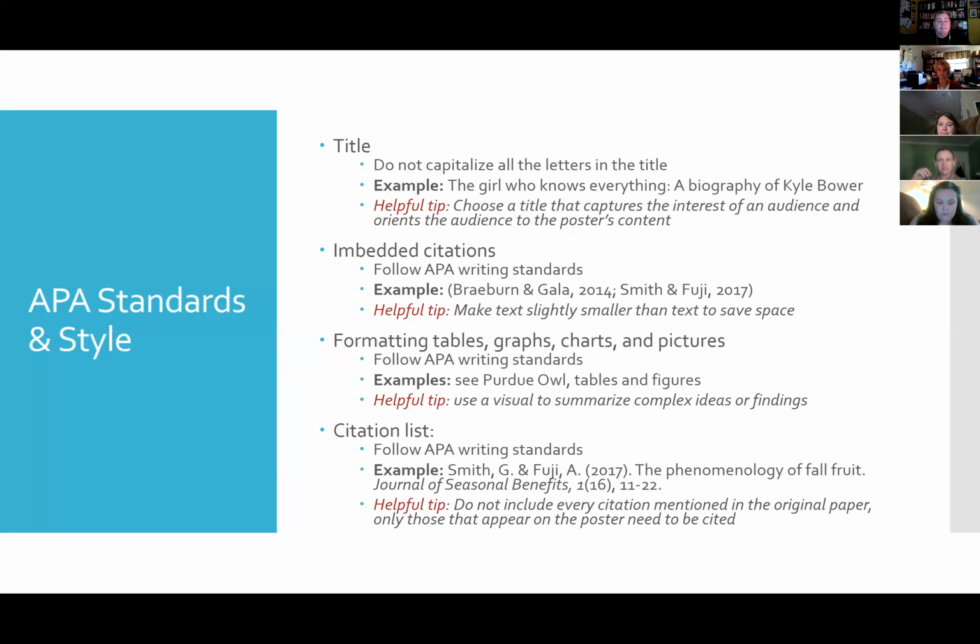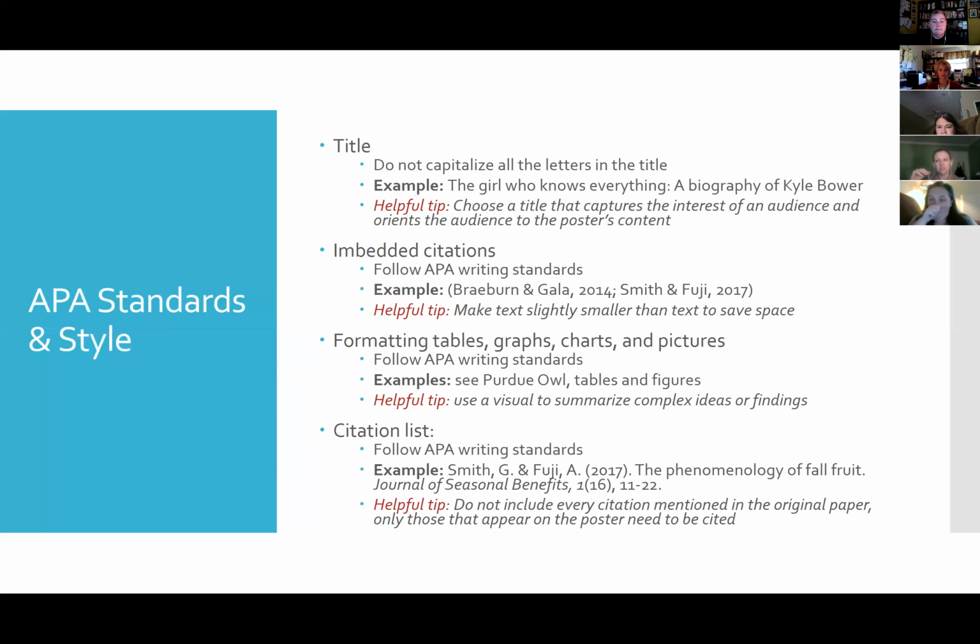Next, embedded citations. These are, again, APA writing standards. I like to use Purdue OWL. That's a saved tab on my computer. I love the ease of it, and they keep it updated, and it's very user-friendly. You can also use APA manuals. They just tend to get outdated sometimes.